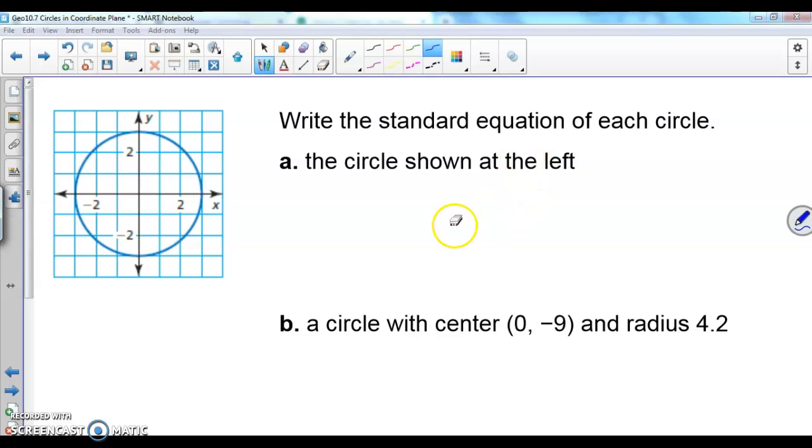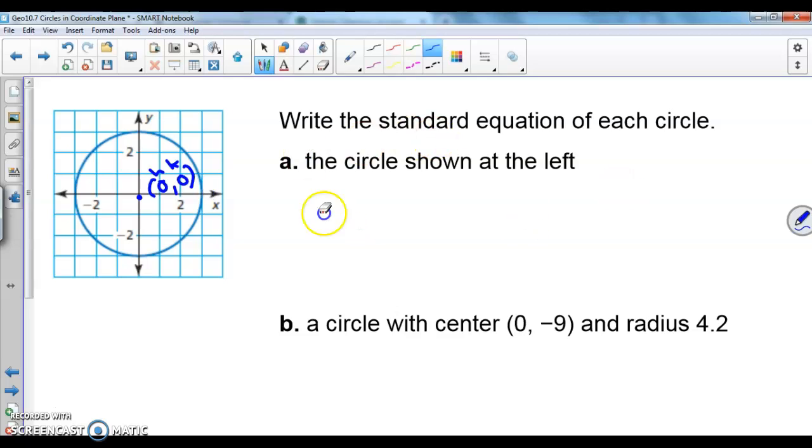Write the standard equation of each circle. First, the circle shown at the left. So first, what's the center? The center here is 0, 0. So that's your h, that's your k. Now what's the radius? If each line corresponds to 1 unit, the radius is 1, 2, 3.